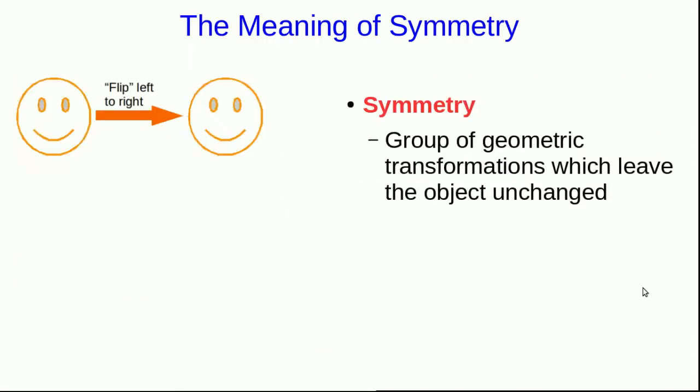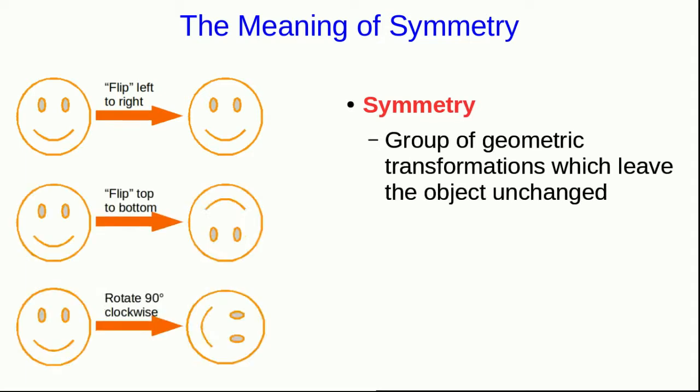We saw way back at the very beginning of Phys 1104 that the meaning of symmetry mathematically is the group of geometric transformations which leave an object unchanged. So for example, we can talk about the symmetries of this happy face. If you flip it left to right, it remains unchanged. It looks exactly like it did before you did the left-right flip. And so we say it is symmetric under that geometric transformation.